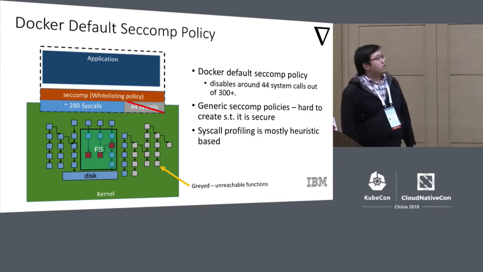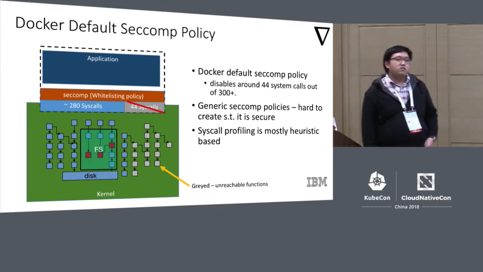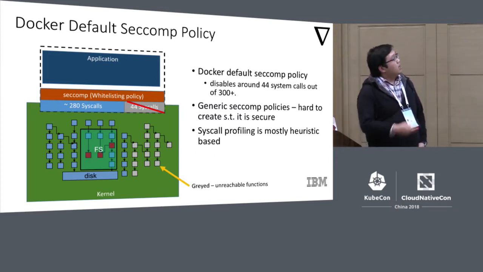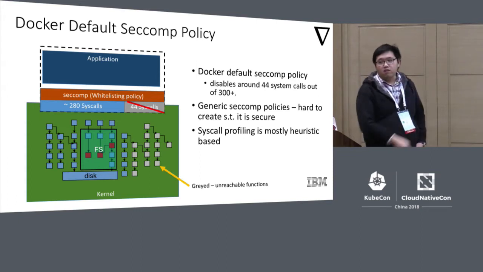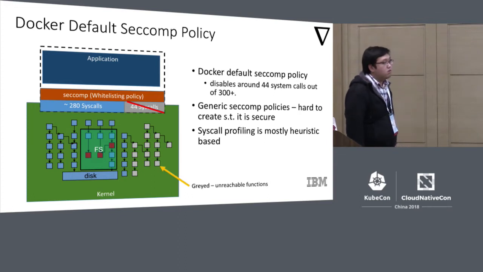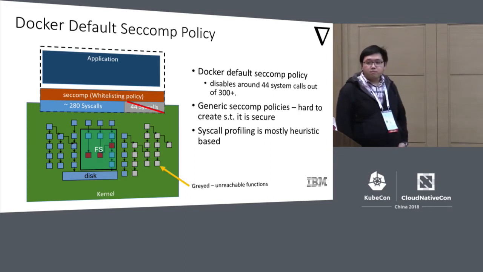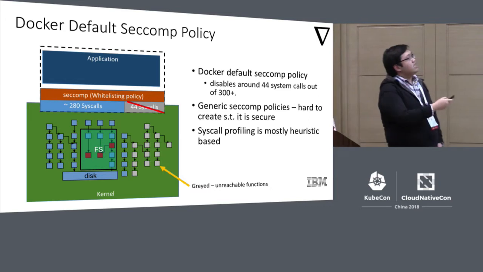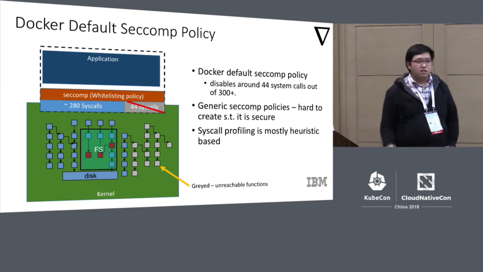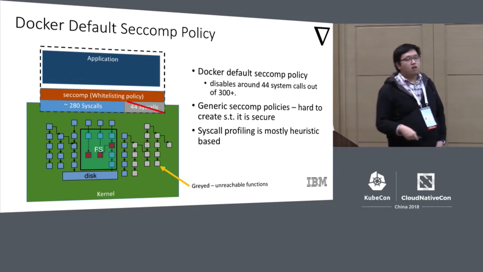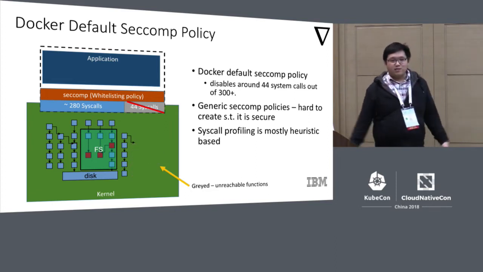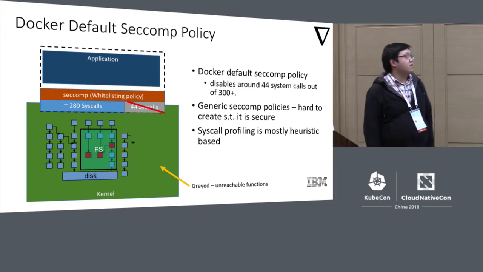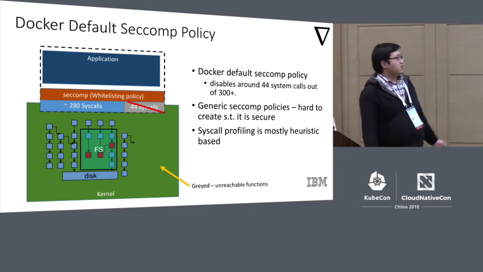All right. So Docker has done this. Docker has created the default Seccomp policy. So what our updated picture looks like is that we have the Seccomp policy, and by default, the syscalls that Docker blocks will not be accessible. So we can imagine that the grayed out boxes are the kernel functions which are no longer accessible, right? So we can imagine that these disappear from the kernel. So maybe some red boxes, some blue boxes disappear.